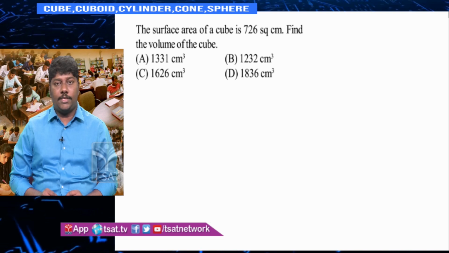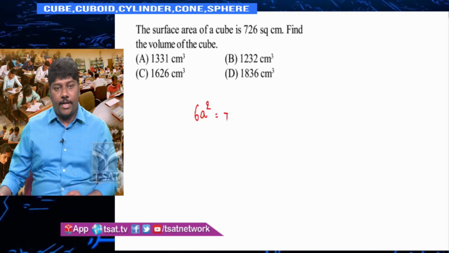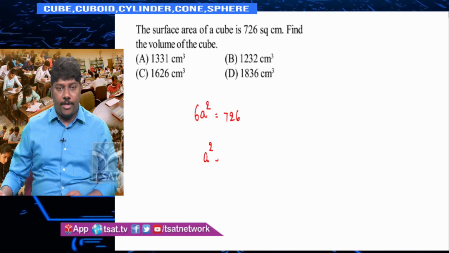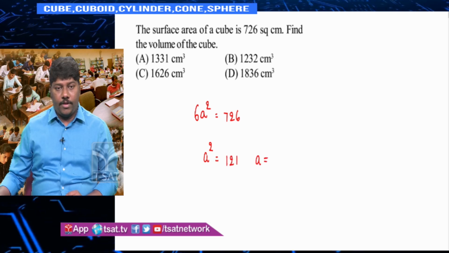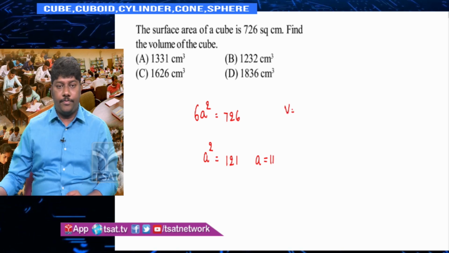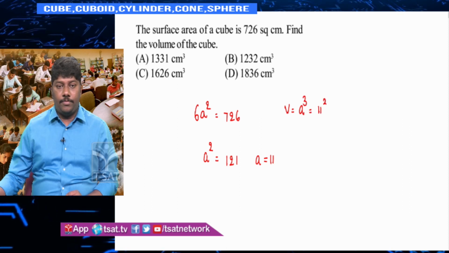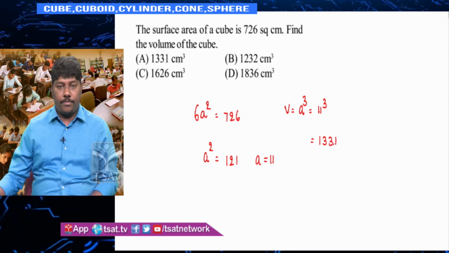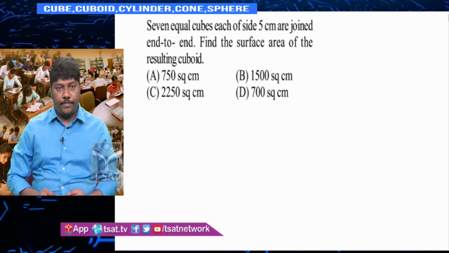So we'll take the total surface area of the cube, that is 6a square is 726. A square, if you cancel the 6, is 121. A is equal to 11. Volume of the cube is a cube, which is 11 cube, 1331. So the answer is 1331. Look at the next one.